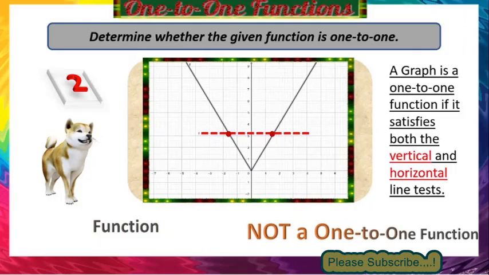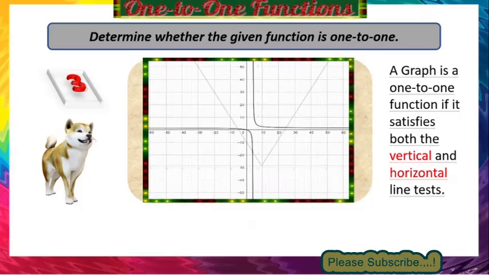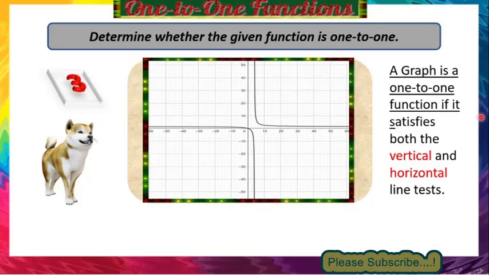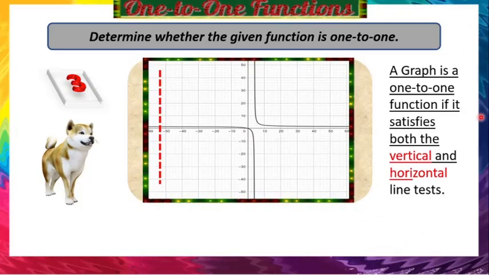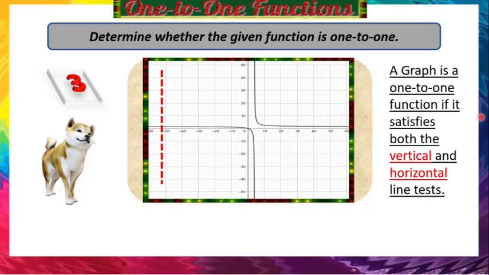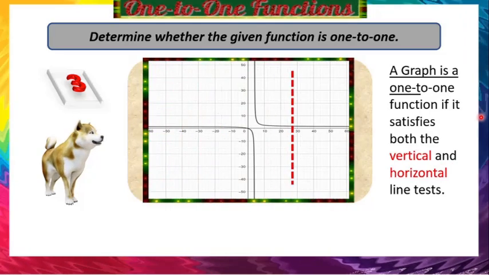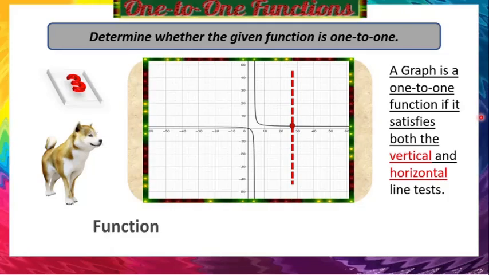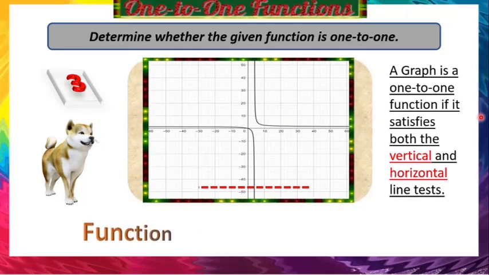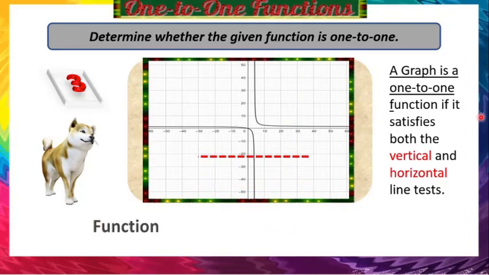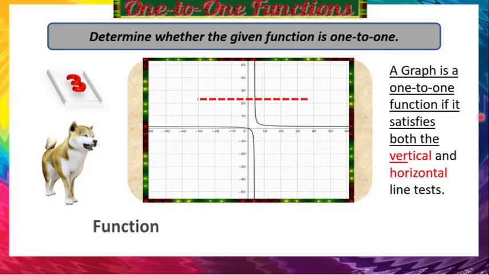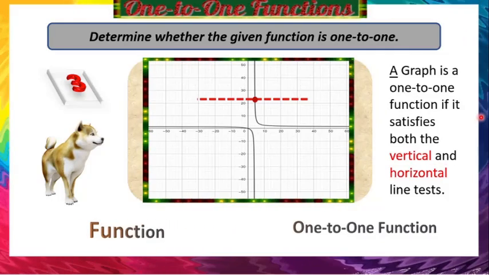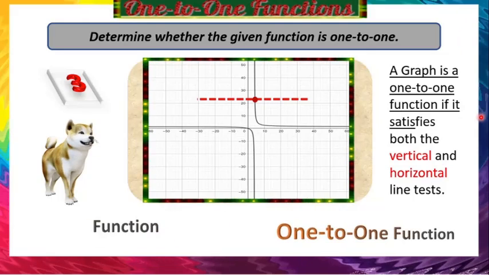Okay, next. That one. Still, we have to use the vertical line test. If I move that one, it touches the graph once. So that is a function. If I use the horizontal line test and move it upward, it touches only once at that point. So this is a one-to-one function.